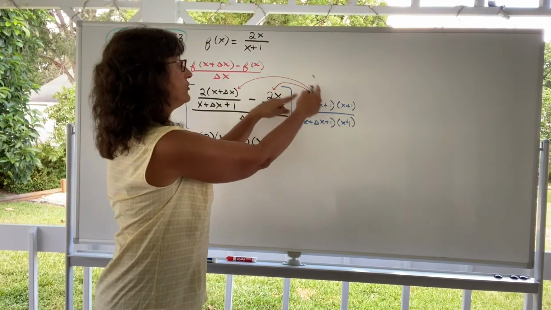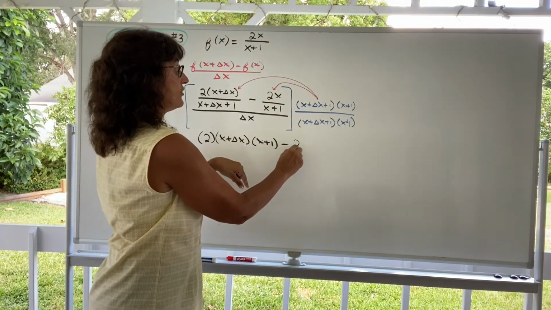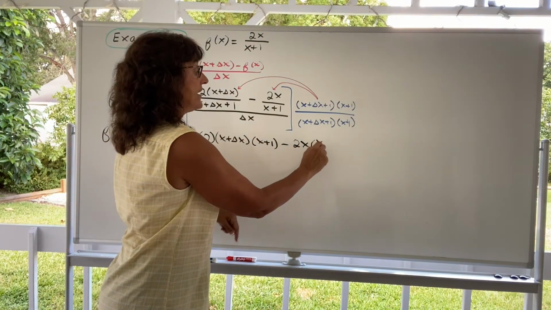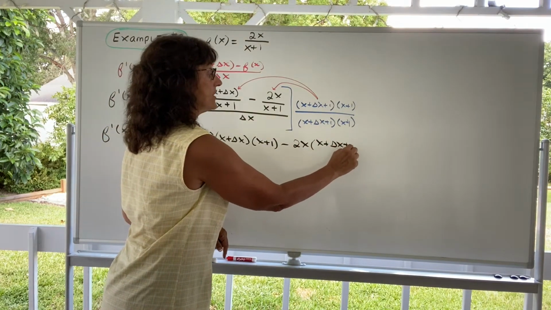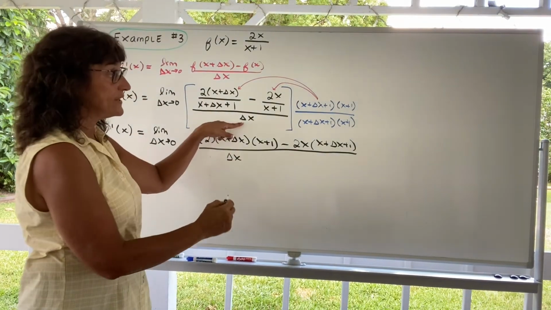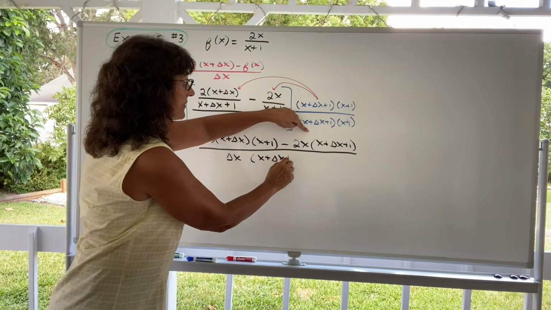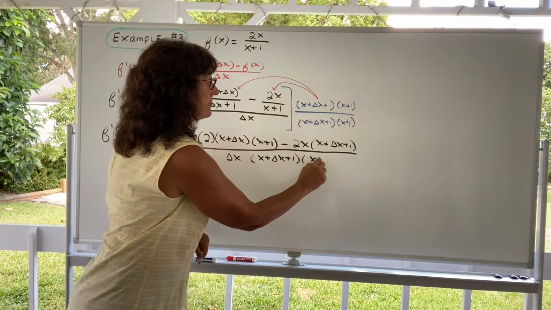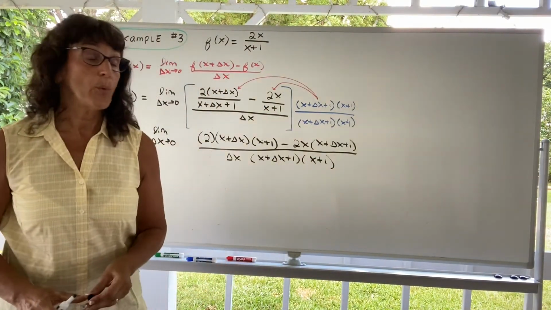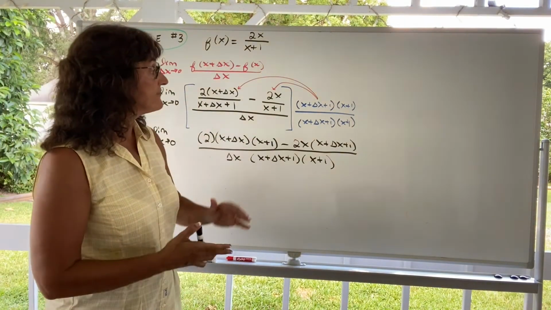Now we're going to distribute to this term. When you distribute to this term, the binomials cancel, so you have the 2x, but the trinomials do not, x plus delta x plus 1. And then in your denominator, you have the delta x already there, and then you have to multiply by the trinomial and binomial. Okay, so this is what we have. The complex fractions are gone, simplified in one step.